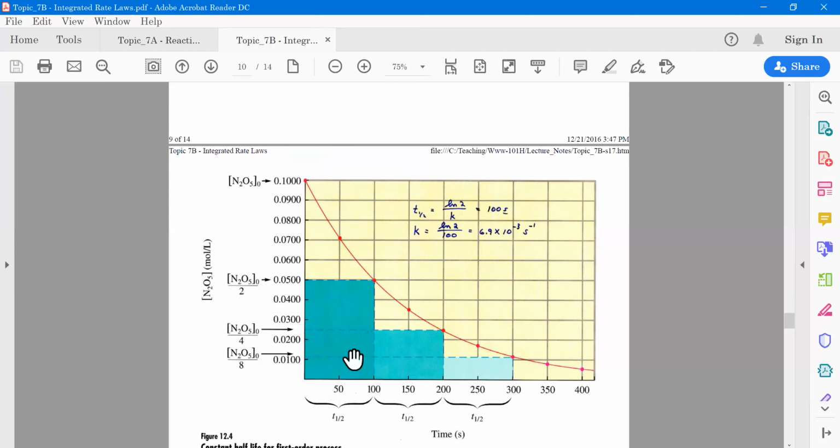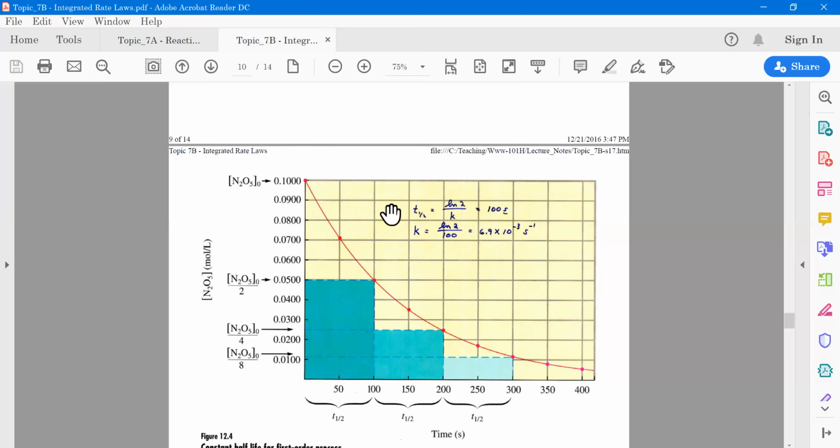But the time it takes for it to do this does not depend on the initial concentration. If this initial concentration had been 0.2 instead of 0.1, the time it would take for it to decrease by half, from 0.2 to 0.1, would still be 100 seconds, because the rate would simply be twice as fast, because it's a first order reaction.